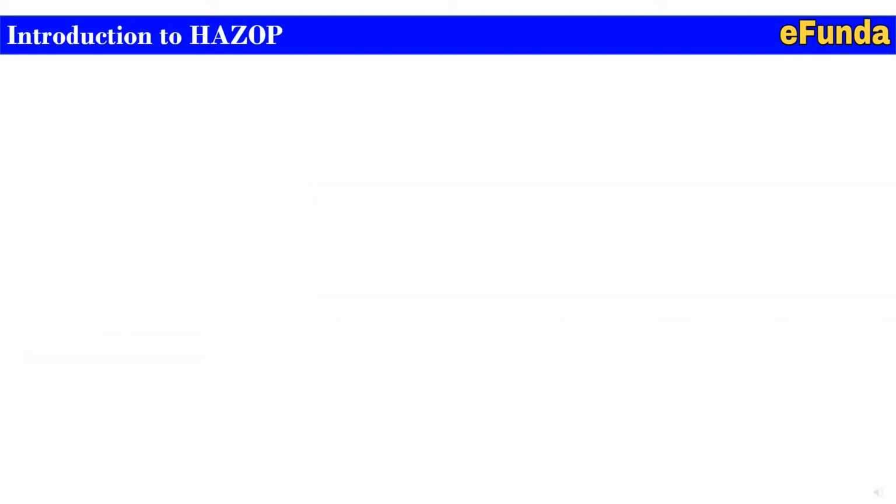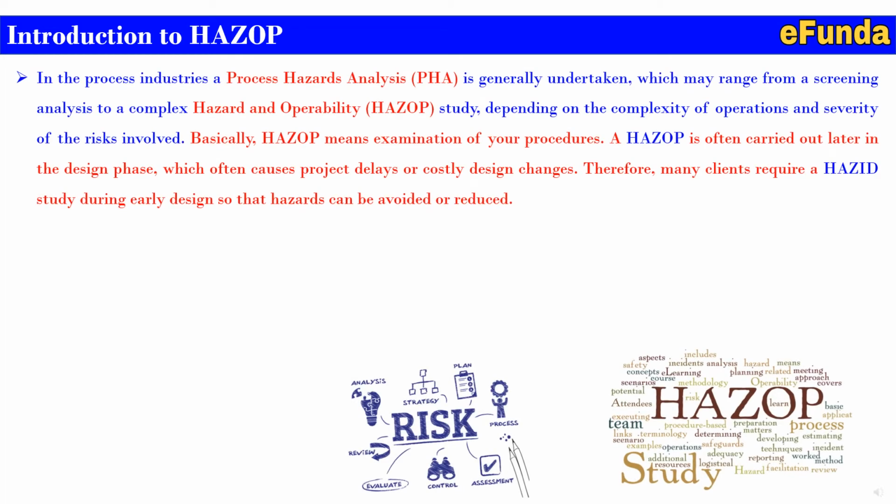Introduction to HAZOP. In the process industry, process hazard analysis is generally undertaken, which may range from a screening analysis to a complex hazard and operability HAZOP study, which depends on the complexity of the operations and the severity of the risk involved. A HAZOP study is a structured and systematic examination of a complex plant or operation in order to identify and evaluate problems that may represent risk to the personnel or the equipment.